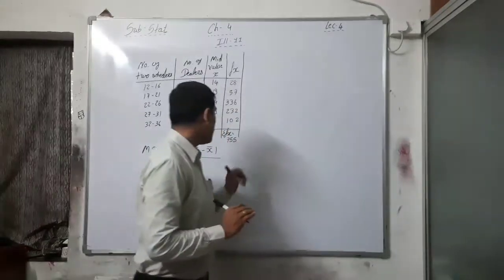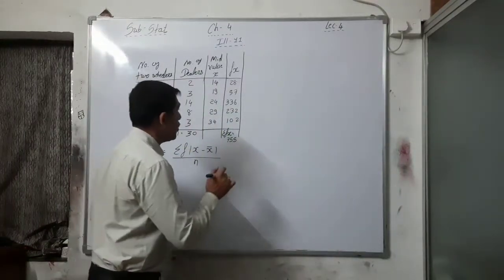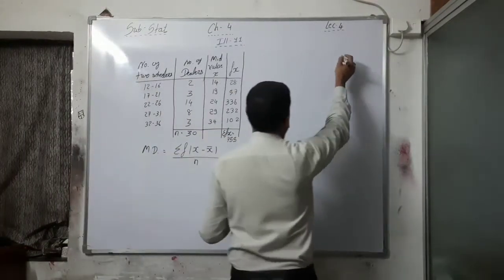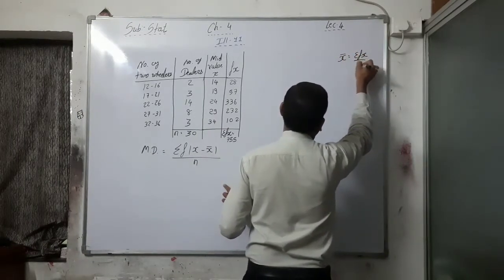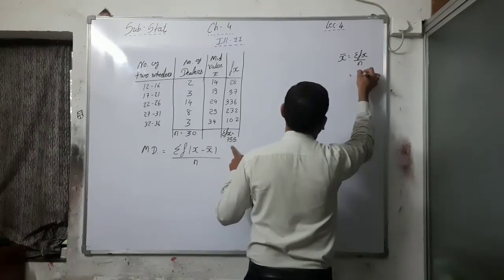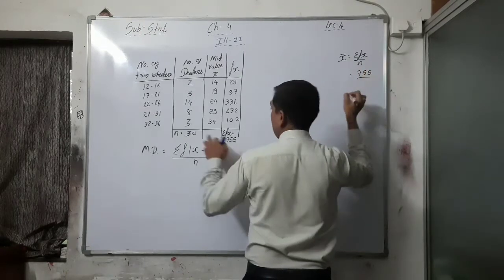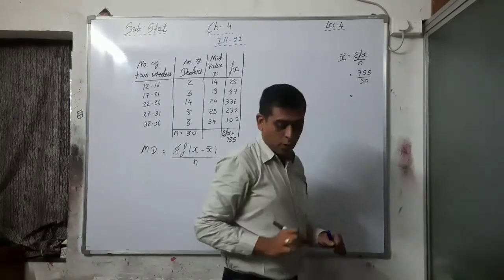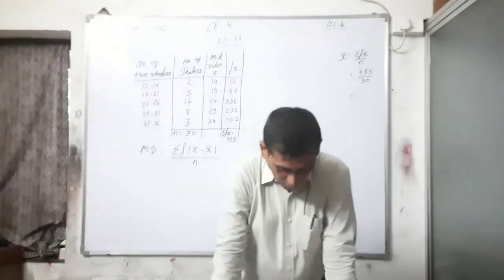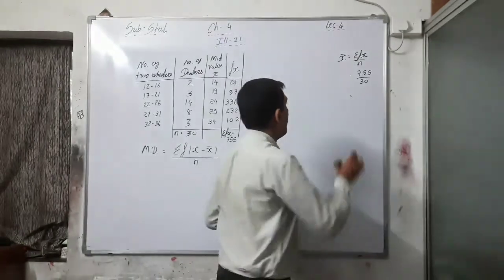So first of all, what is your fx? What is your x bar? For that, x bar is equal to sigma fx upon n. Here sigma fx is 755, n is equal to 30. So here x bar is 25.1667.